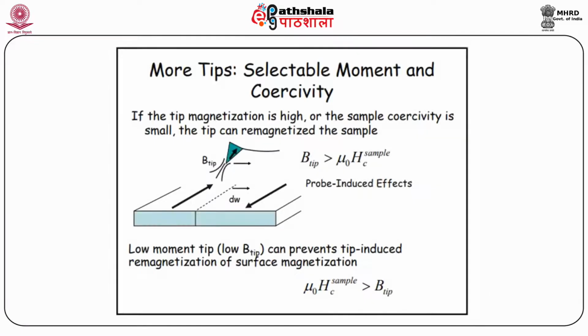If the tip magnetization is high or the sample coercivity is small, the tip can remagnetize the sample. It has been shown here in the diagram. A low moment tip can prevent tip-induced remagnetization of the surface magnetization.